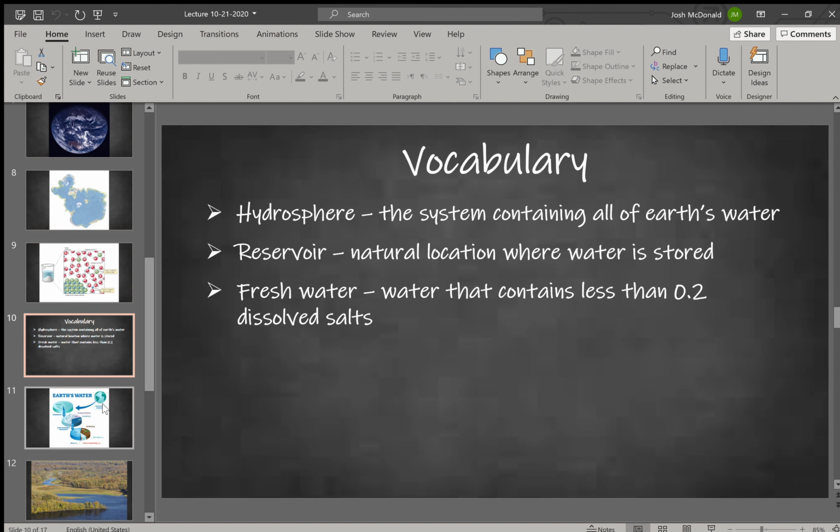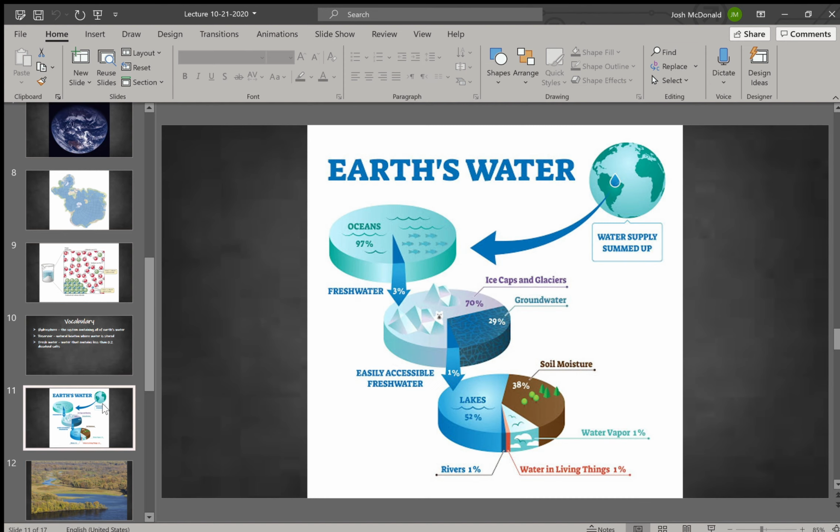So let's look at the way Earth's water is distributed. 97% of all of Earth's water supply is in the oceans. So that other 3% is fresh water. Out of this 3%, 70% of Earth's fresh water is in ice caps and glaciers, and 29% is in groundwater, which we'll talk about those things in a little bit.